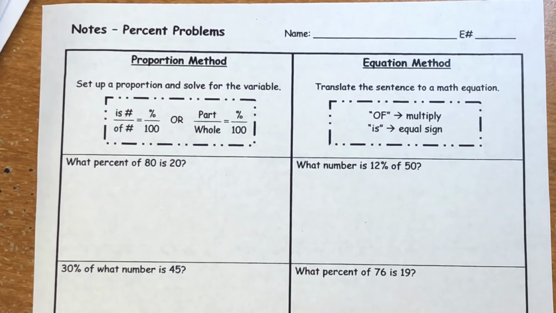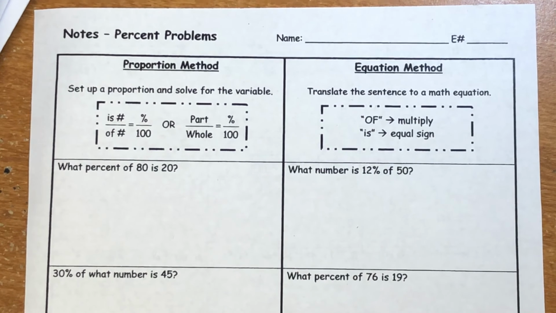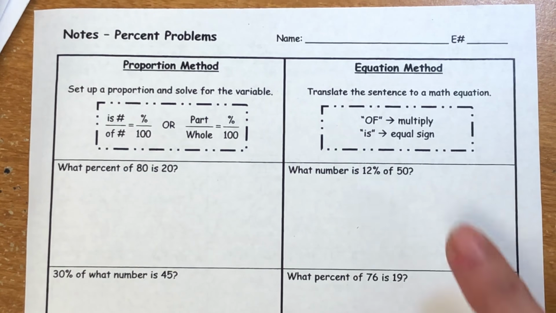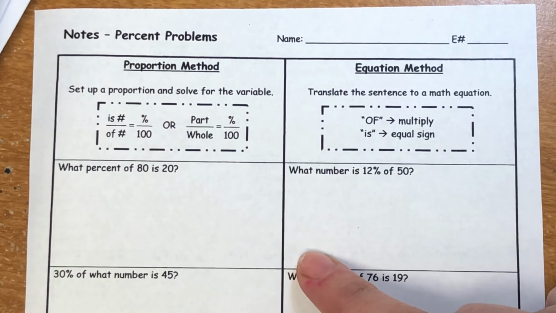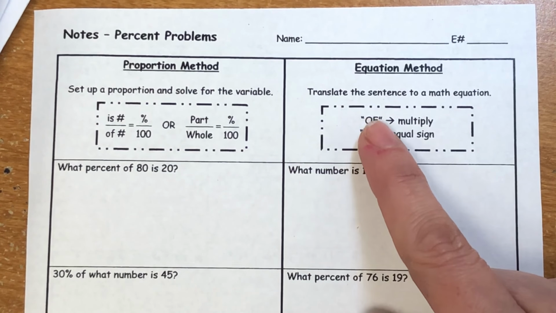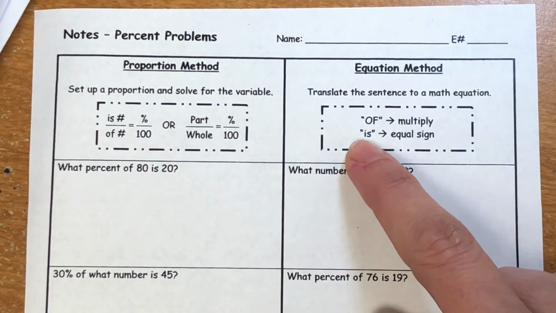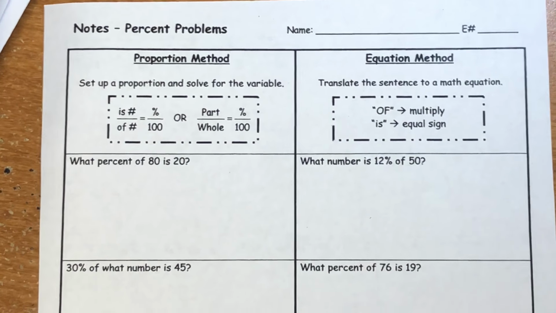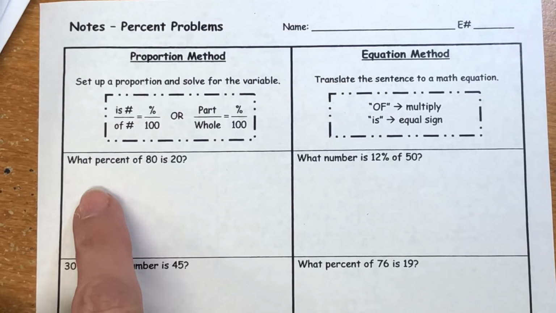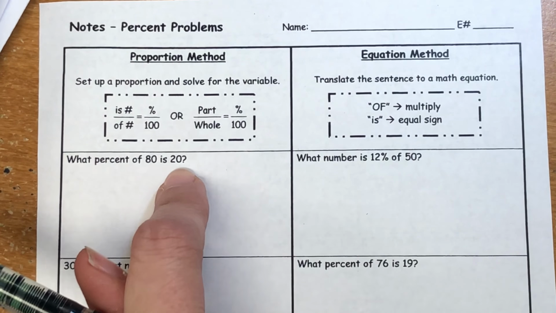The second way that you can solve percent problems is using an equation. So you're going to translate the sentence to a math equation. So of means multiply, and the is means the equal sign. So I'm going to show you both ways as we work through these problems. So let's look at what percent of 80 is 20.